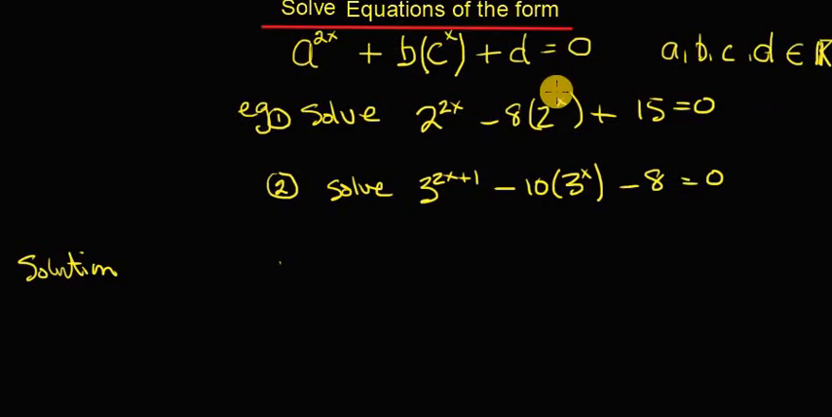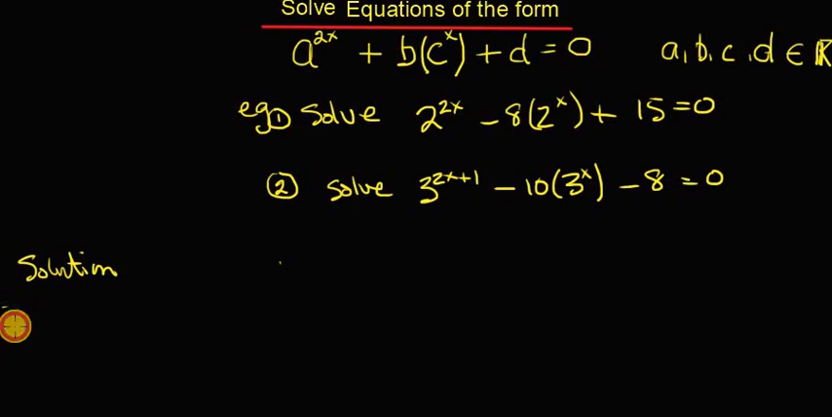This video is going to help explain how to solve equations of the form a to the power of 2x plus b multiplied by c to the power of x plus d is equal to 0, where a, b, c, and d are elements of the real numbers. Two examples. One, solve 2 to the power of 2x minus 8 by 2 to the power of x plus 15. This one down here is slightly different, but it's 3 to the power of 2x plus 1 minus 10 to the power of 3x minus 8.